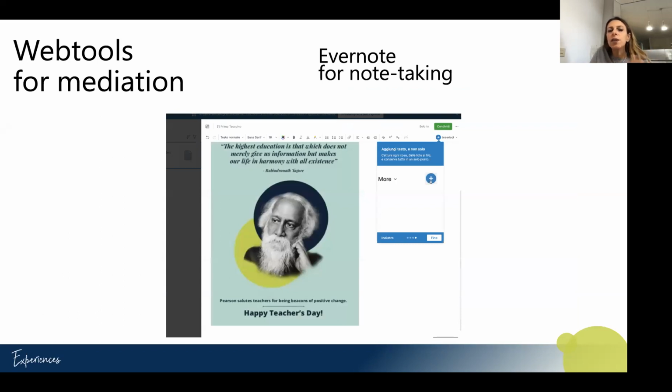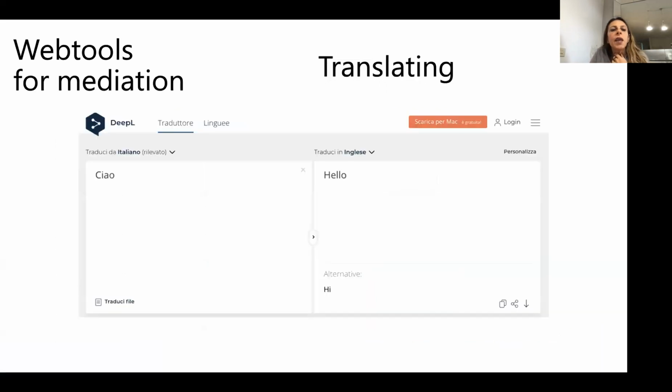Evernote for note-taking. We were talking about note-taking. Evernote is a wonderful tool that I would really suggest to my students, because as you can see, you can put in an image. This is an image that I particularly like that Pearson launched for World Teachers' Day. You can upload an image, attach files, have your students take notes, also in audio files, and they can share these notes with other friends, so also in a collaborative perspective.